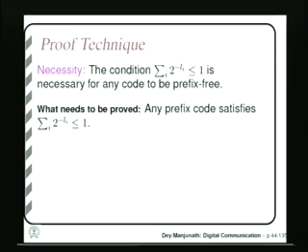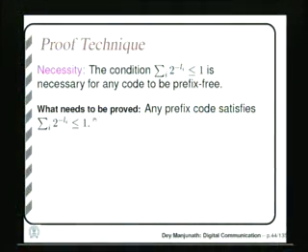So the proof of this inequality has two parts. One is the so-called necessity condition, meaning we need to prove that the condition is really necessary for existence of a prefix code. So for that, what do we need to prove? We need to prove that any prefix code will satisfy that condition. If we prove that any prefix code satisfies this inequality, then that will tell us that if a set of lengths does not satisfy the given inequality, then there is no prefix code with those lengths, because any prefix code should satisfy that condition. So this is what we need to prove in this part of the proof. This is the necessity of the condition for existence of a prefix code.